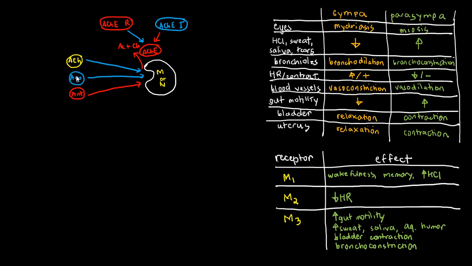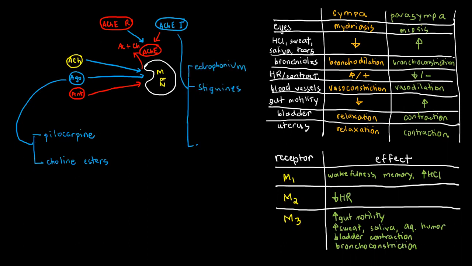For the direct acting ones, our most commonly mentioned examples are pilocarpine and the choline esters. So we have multiple choline esters. For the cholinesterase inhibitors, we have edrophonium, the stigmines, and the organophosphates. So under the plural words, we have many examples. So let me lay them down already.